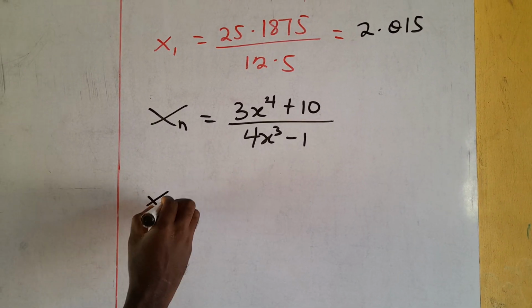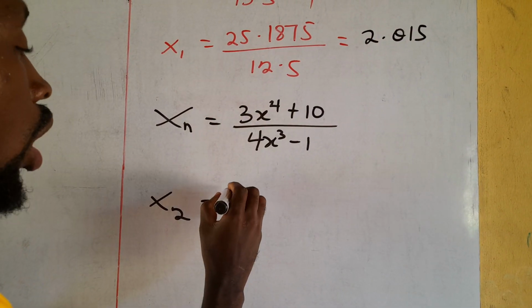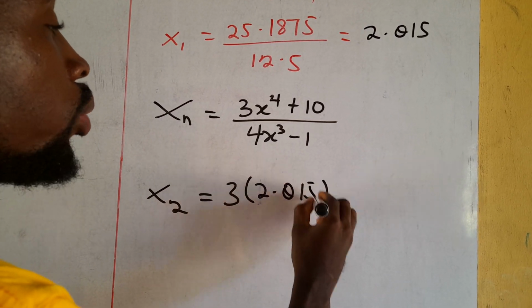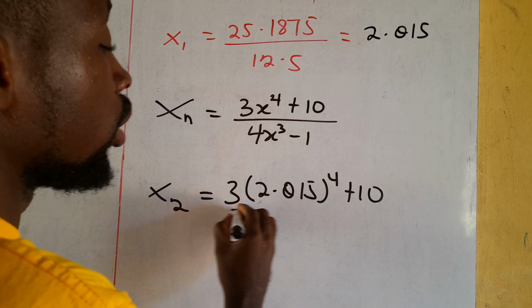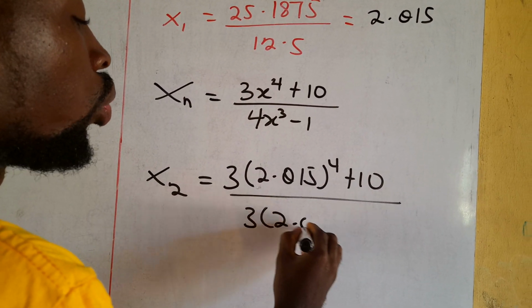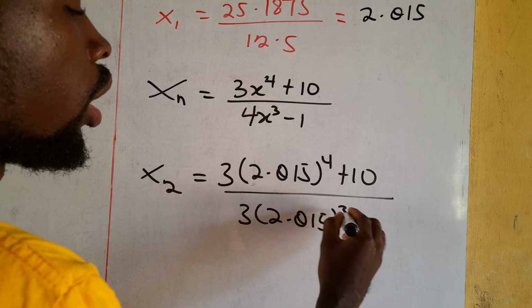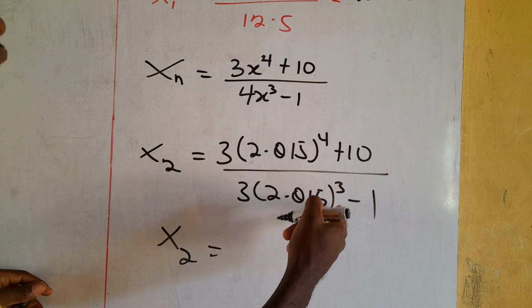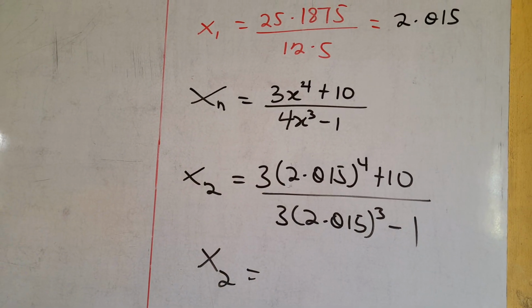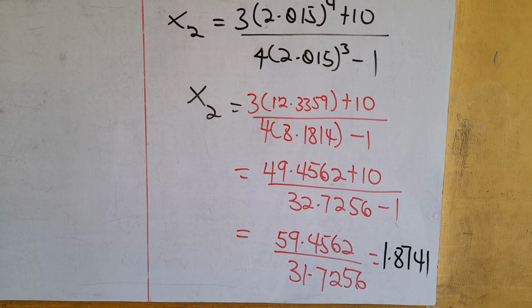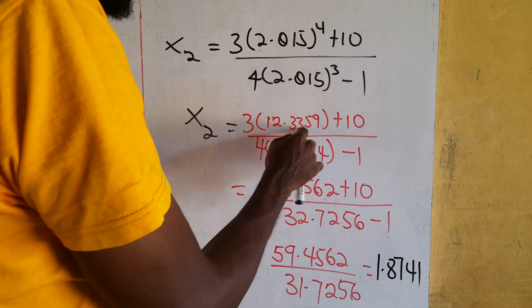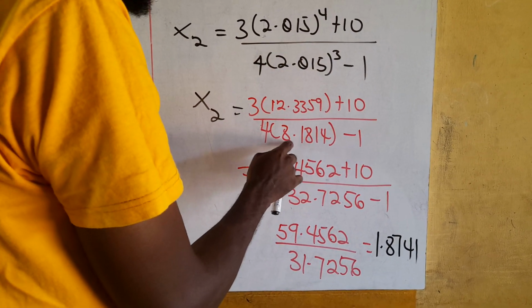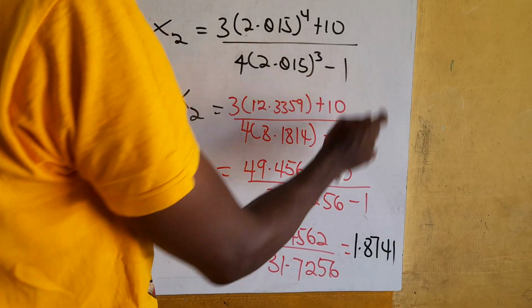So we can say our x2 will be equal to, substituting that into our algorithm, 3 bracket 2.015 exponent 4 plus 10 over 4 bracket 2.015 exponent 3 minus 1. We simplify that, then we get our outcome. So this exponent 4 will give us 16.4847, then plus 10. Then 2.015 exponent 3 will give us 8.1814, then minus our 1.